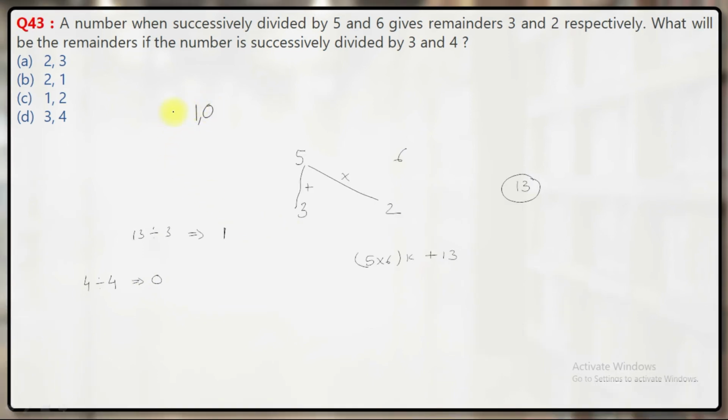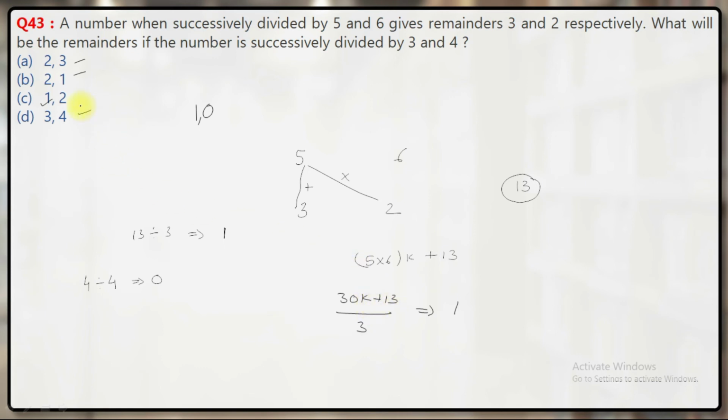1 and 0. But if you look at the options, there is no such option. So if you want to eliminate the other options, what I can see, 1 will match here. So it should be C, because your number is of this form, 30k plus 13. Whenever you divide it by 3, it will always give you a remainder of 1, whatever the value of k. But when you try to divide it by 4, every time you will get a different remainder for different values of k.